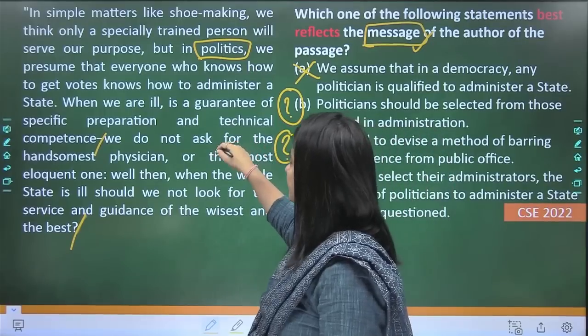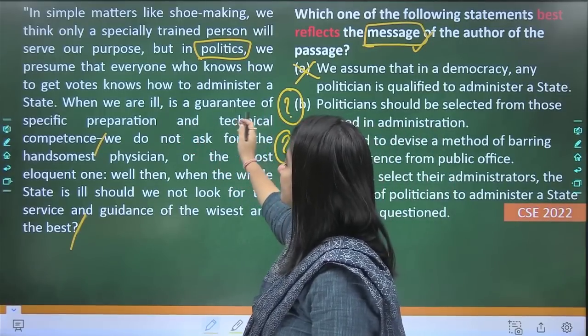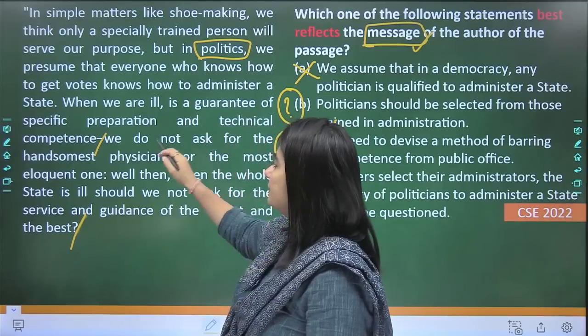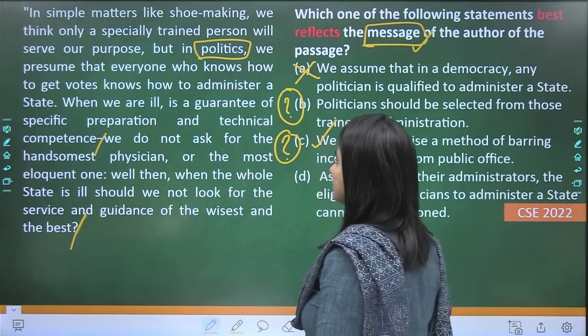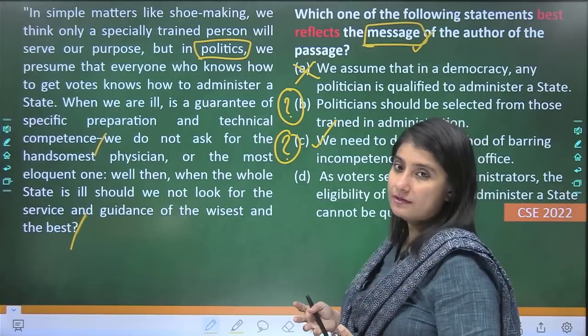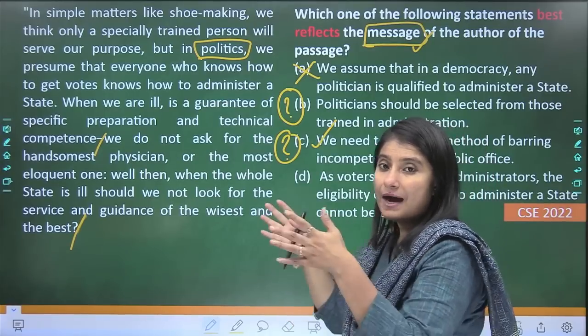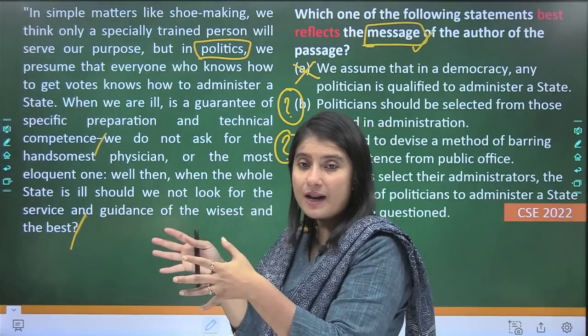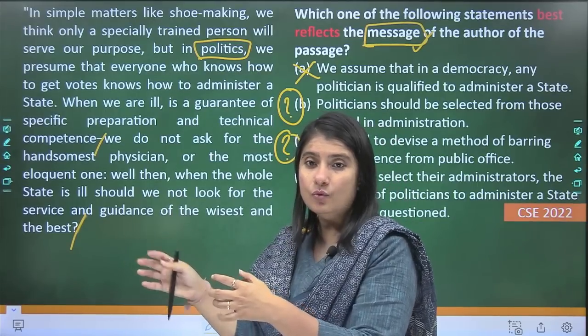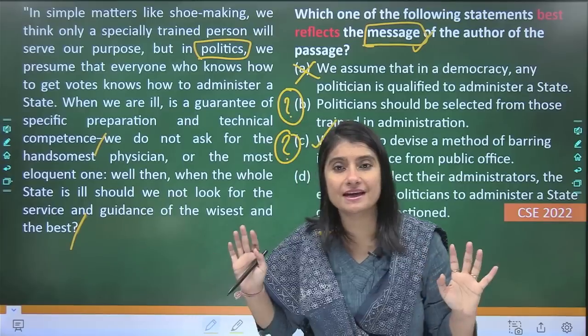Now see here, we have it: when we are ill, we ask for a guarantee of specific preparation and technical competence. We do not ask for the handsomest and eloquent one. So here we are barring people from practicing medicine. Only a person who has an MBBS or an MD degree can practice medicine.